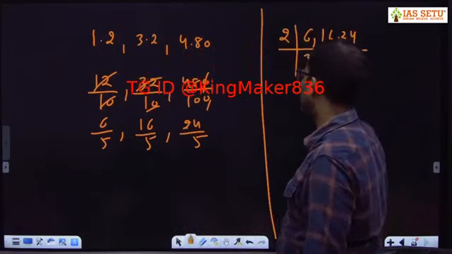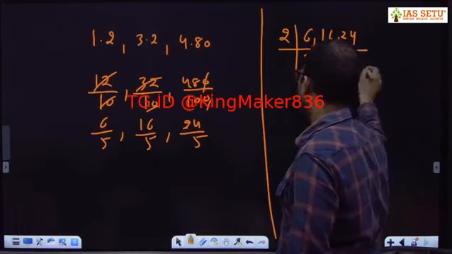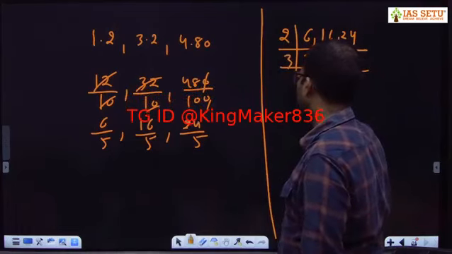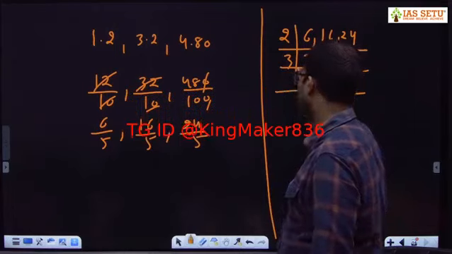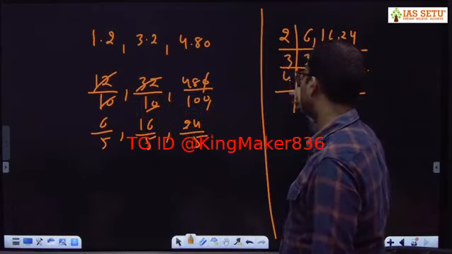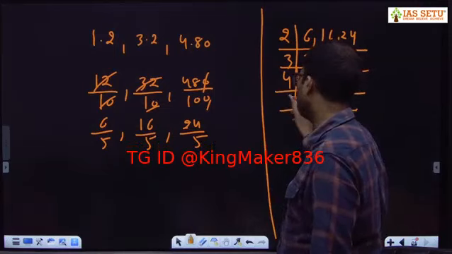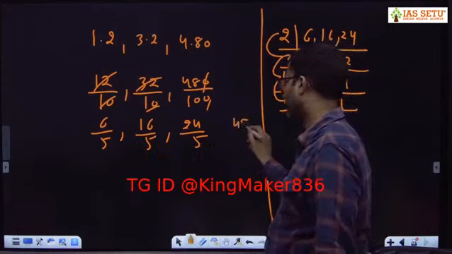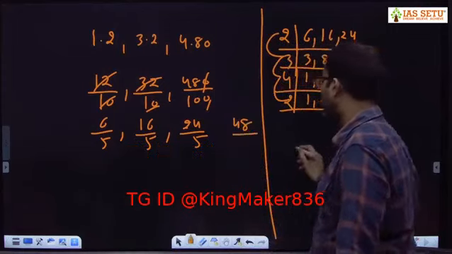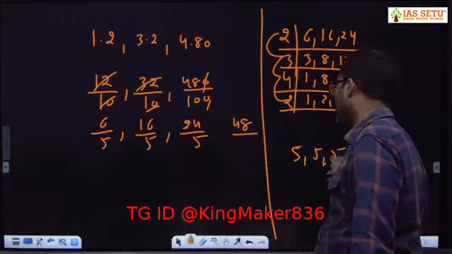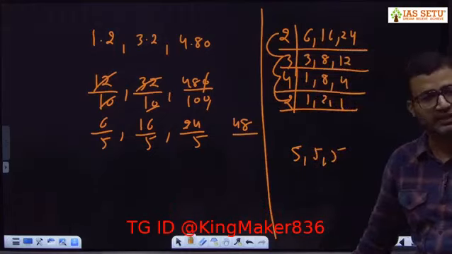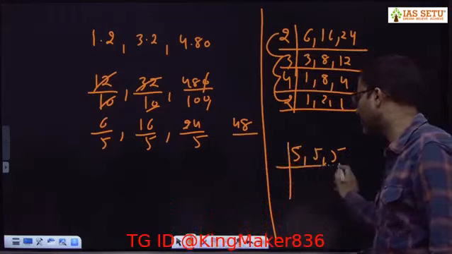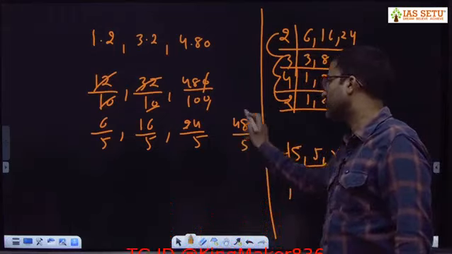2 common, 3, 8, 12. 3 common, 1, 8, 4. Then directly 4, 1, 2, 1, 2 common. So it is 6 into 8, 48. What is HCF of 5, 5, 5? If all numbers are the same, that number itself is the HCF. 5 common. So the answer is 48 by 5.